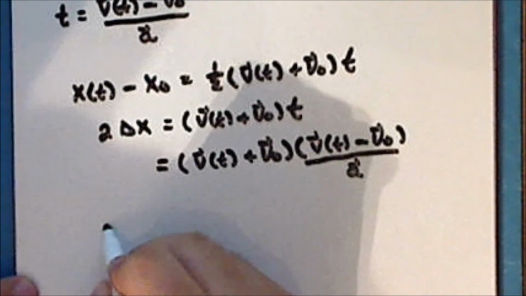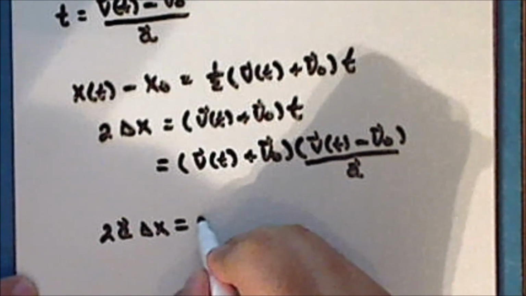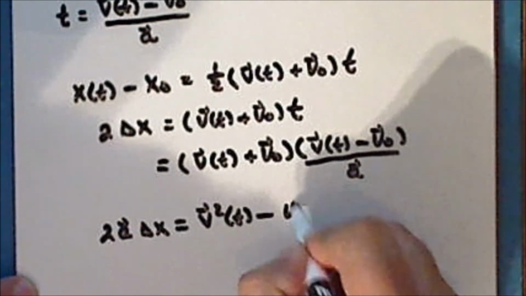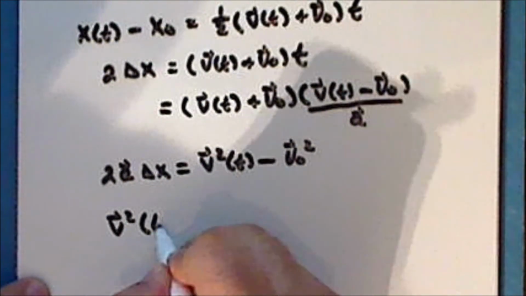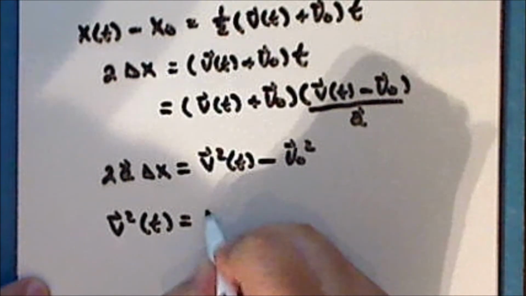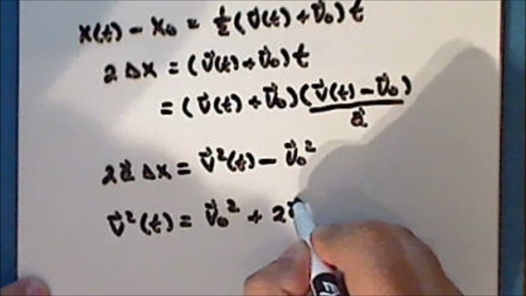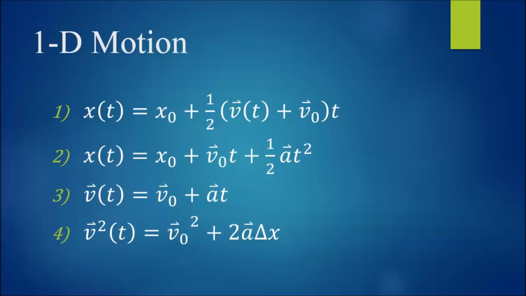And so this is 2 times the acceleration times the displacement is equal to the square of the velocity at the time t minus the square of the initial velocity. And so the square of the velocity at the time t is equal to the square of the initial velocity plus 2 times the acceleration times the displacement. So we have a set of 4 equations that are valid for a constant acceleration.